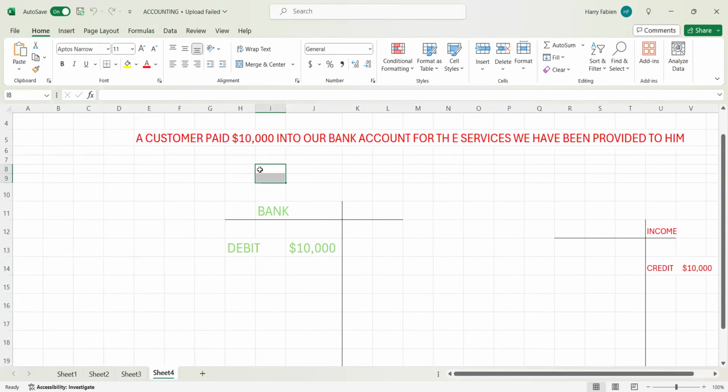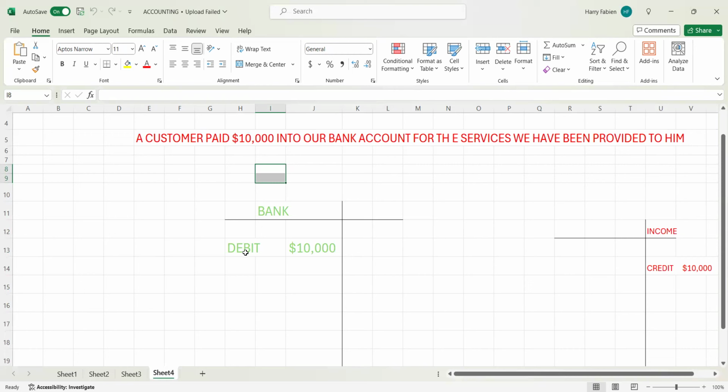A customer paid $10,000 into a bank account. For instance, let's say that you have a business and a customer paid you $10,000 into your bank account for the service that you have provided. So he or she paid you $10,000 because you gave them service. A customer paid $10,000 into our bank account for the service we have provided to him. So how do you do that?